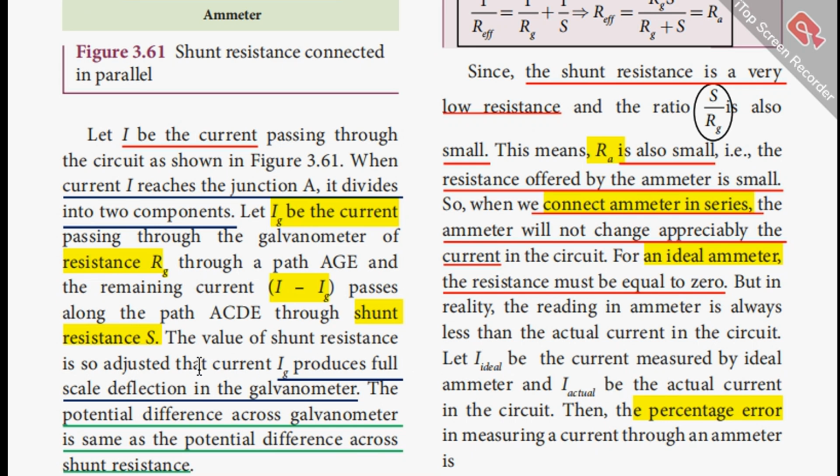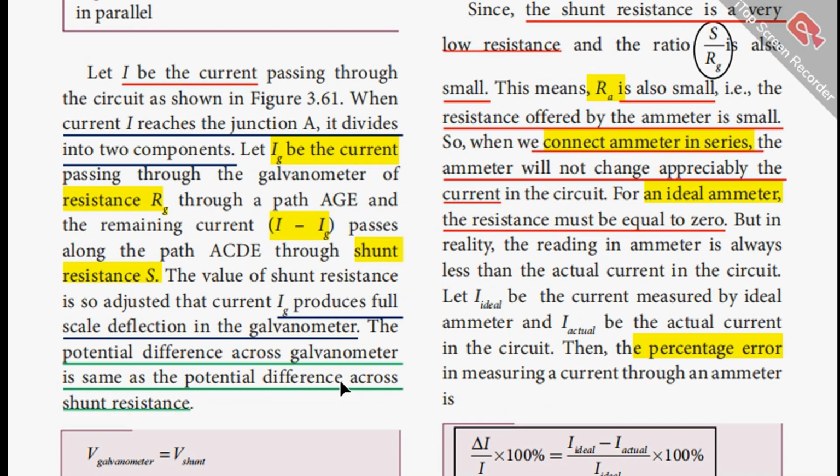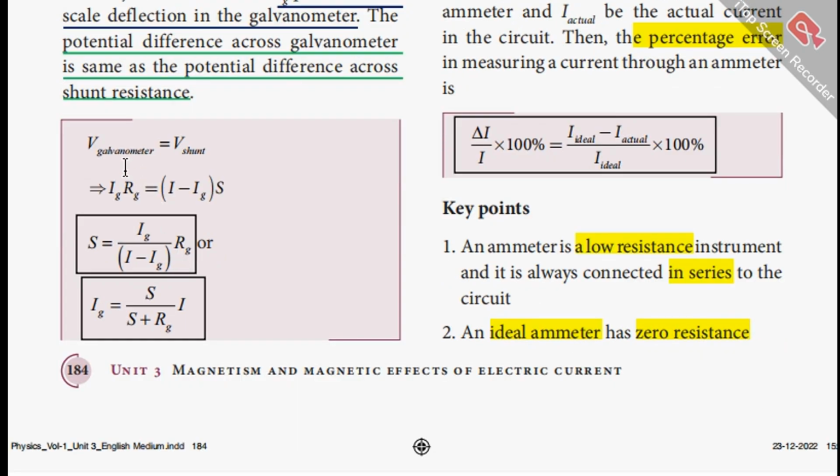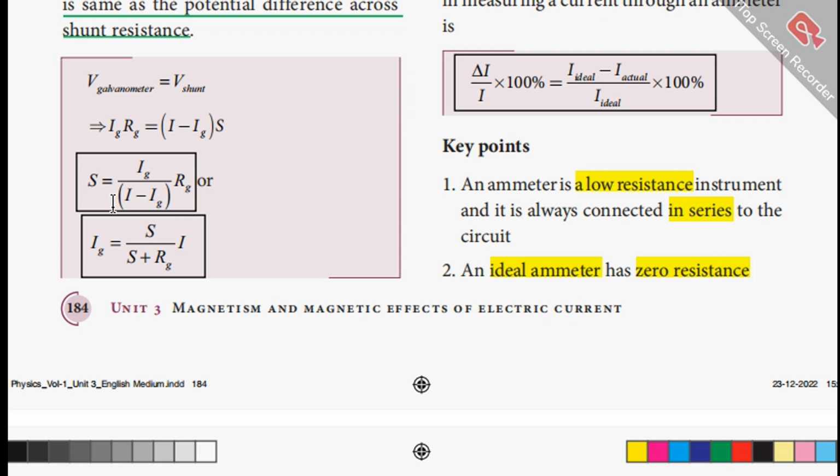The value of the shunt resistance is so adjusted that the current Ig produces full-scale deflection in the galvanometer. The potential difference across the galvanometer is the same as the potential difference across the shunt resistance. Therefore, Ig Rg is equal to (I minus Ig) times S. So we can find the value of the shunt resistance that has to be connected in parallel with the galvanometer, given by S equal to Ig by (I minus Ig) times Rg. So the current through the galvanometer, Ig, is given by S by (S plus Rg) times I.